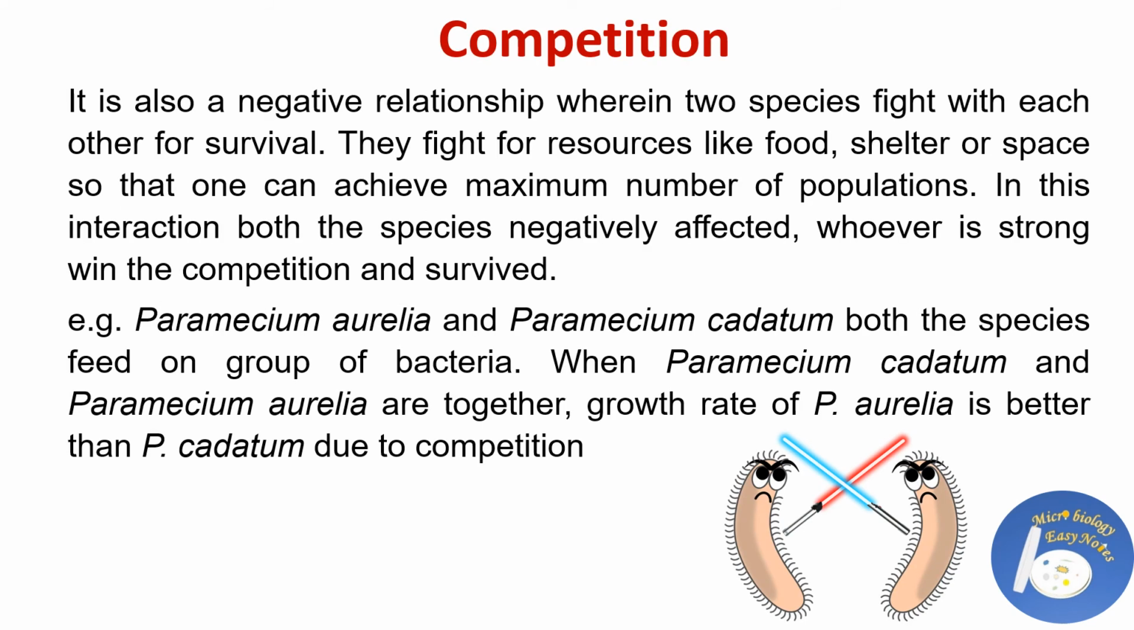Competition. It is also a negative relationship wherein two species fight with each other for survival. They fight for resources like food, shelter, or space so that one can achieve the maximum population. In this interaction, both species are negatively affected. Whoever is stronger wins the competition and survives. For example, Paramecium aurelia and Paramecium caudatum both feed on a group of bacteria. When they are together, the growth rate of Paramecium aurelia is better than that of Paramecium caudatum due to competition.